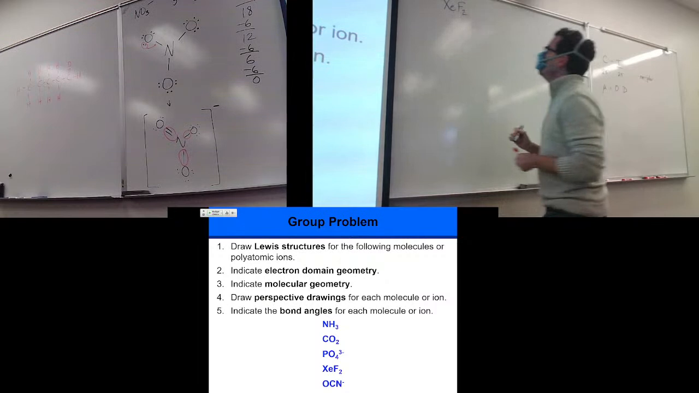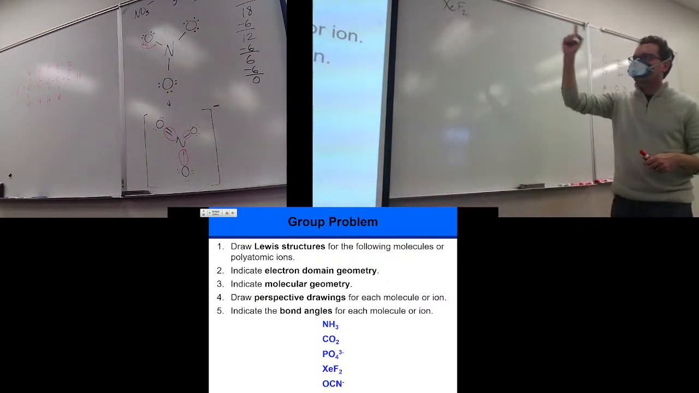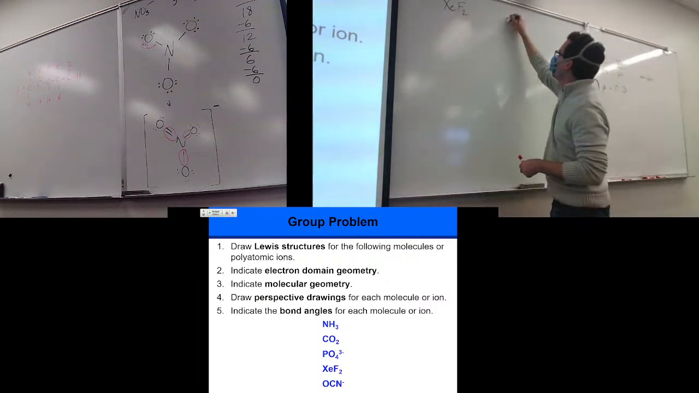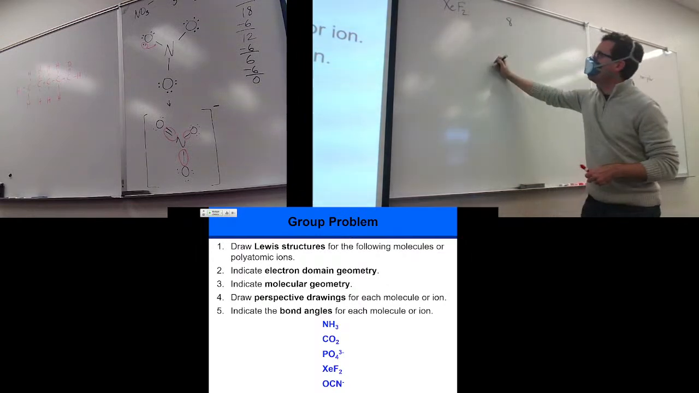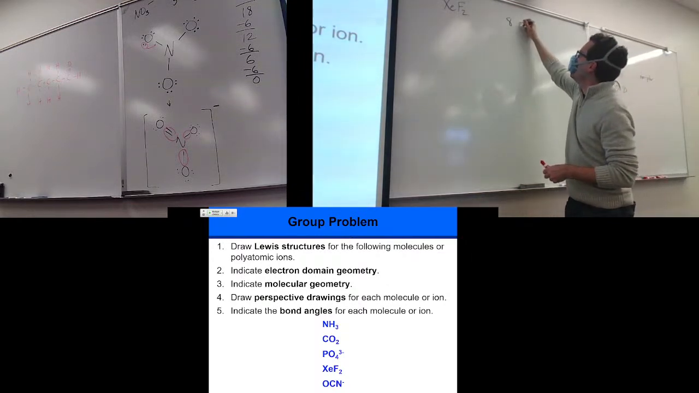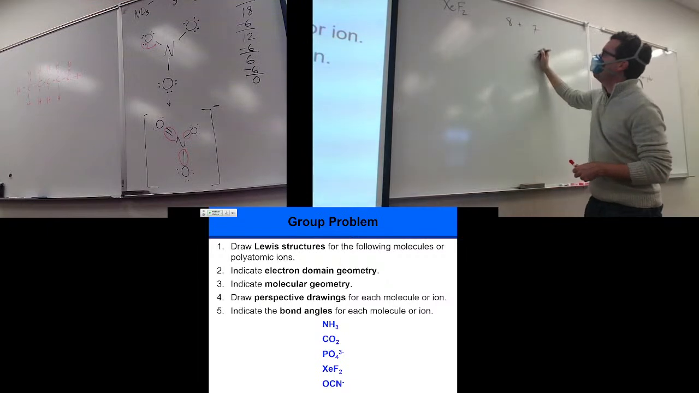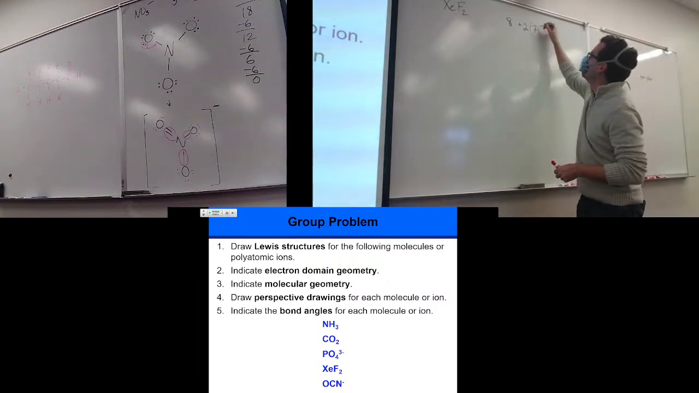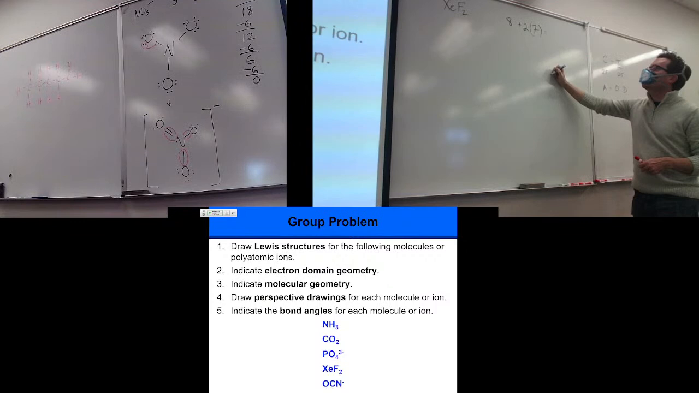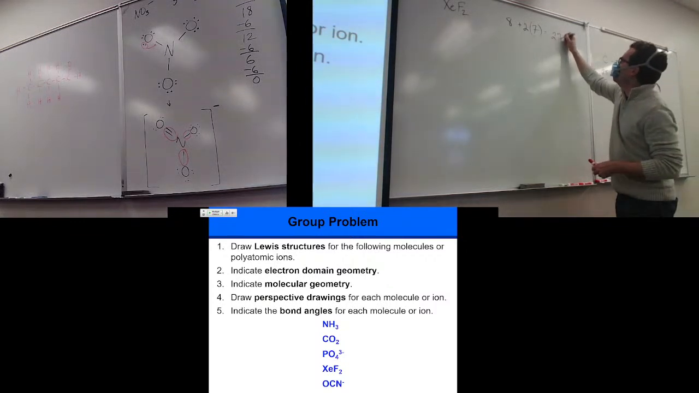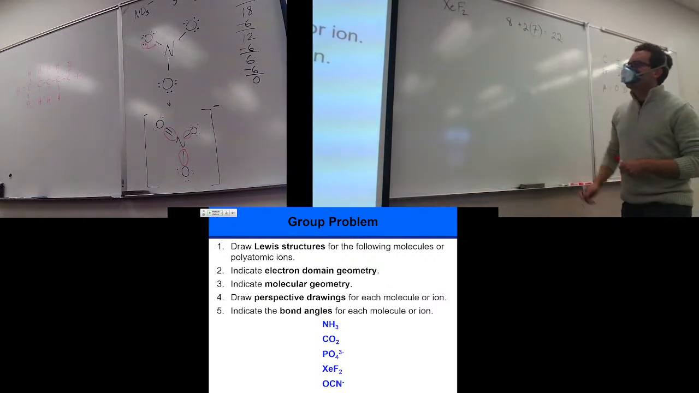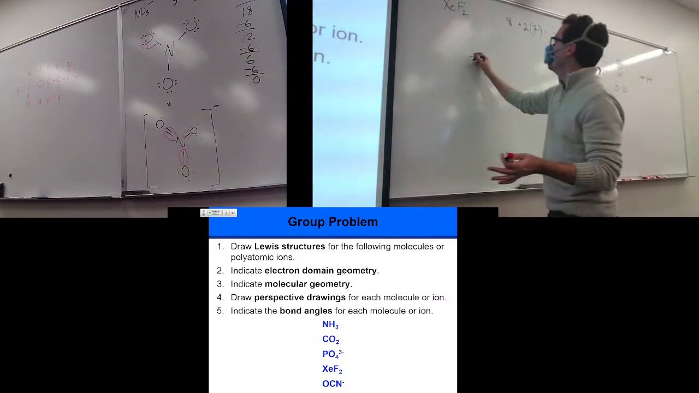So this is neutral. That's going to be easier. Xenon is group 8, so 8 valence electrons. Fluorine is group 7, so 7 valence electrons, and there's 2 of them. So 14 and 8 is 22. And we'll do our skeletal structure next.